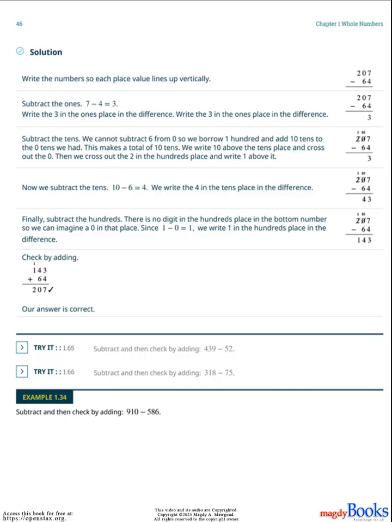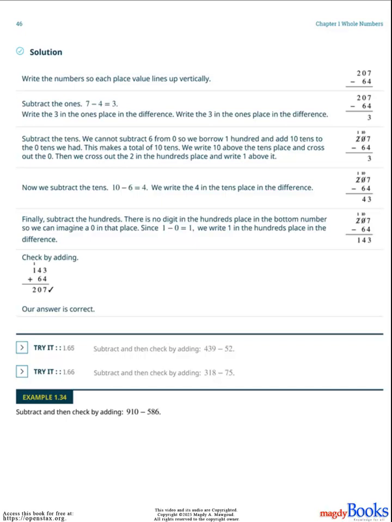Try it 1.65. Subtract and then check by adding 439 minus 52. Try it 1.66. Subtract and then check by adding 318 minus 75.